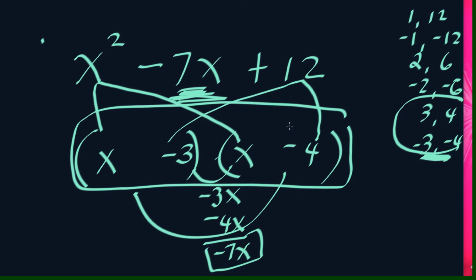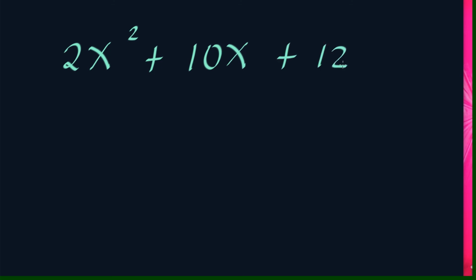Okay, let's do one more, using this trial and error method. Okay, say you have 2x squared plus 10x plus 12. All right, I want to emphasize that every time you do the factoring, you want to check for the GCF. Okay, let's say this is quadratic trinomial. You say, okay, I know this is quadratic trinomial, and I need to use this trial and error method. But before you jump into trial and error method, you want to check for the GCF.